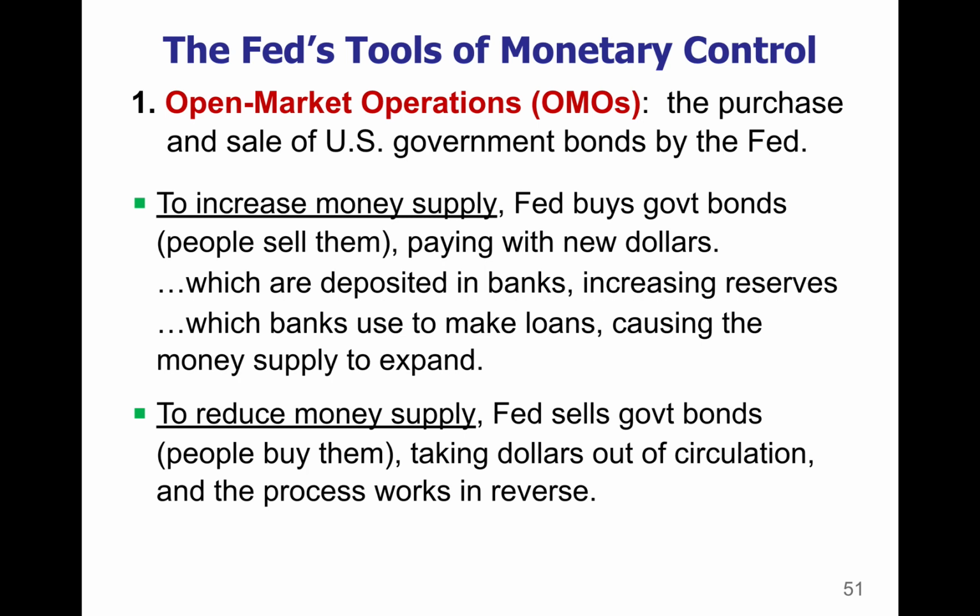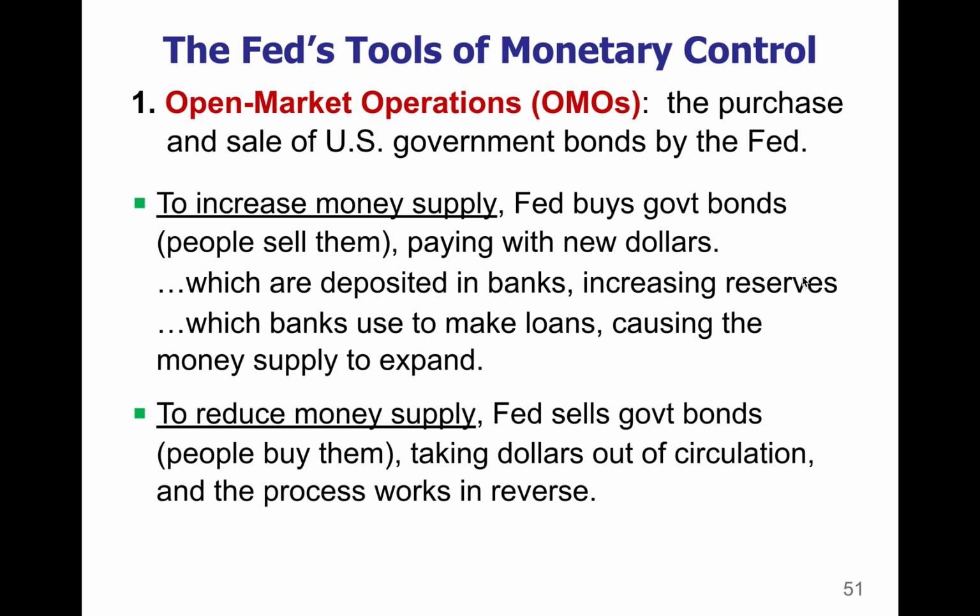To reduce the money supply, they do the opposite. The Federal Reserve would go into the free market, sell bonds to people. This time they would give you a bond, you would give the government your money, and the government would take your money and put it in storage. So they would take it out of the banking system, thus reducing the amount of American currency in circulation.